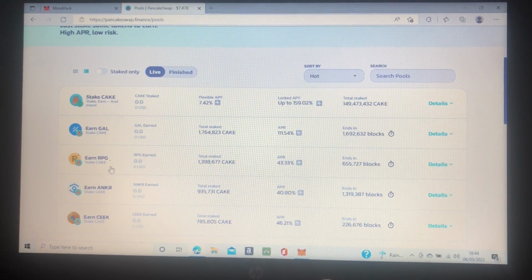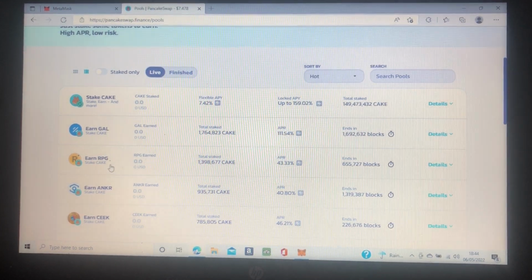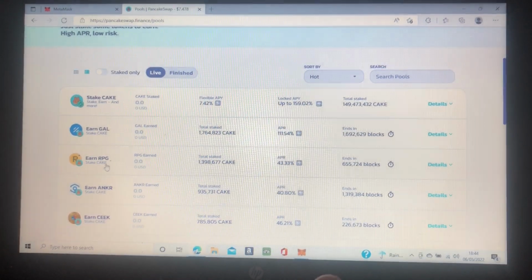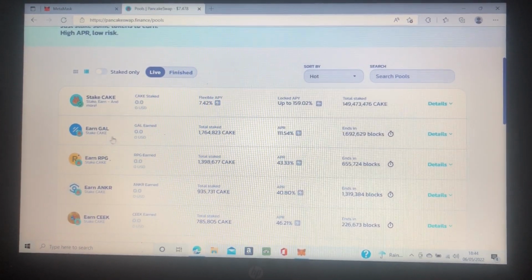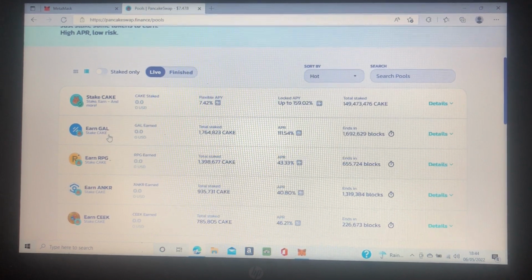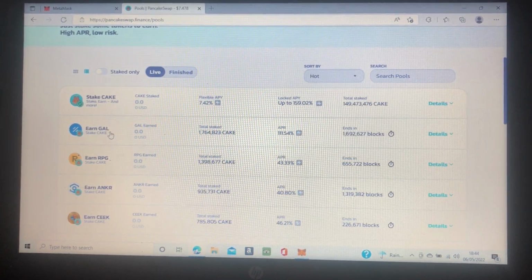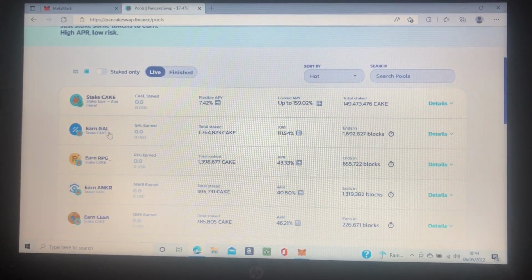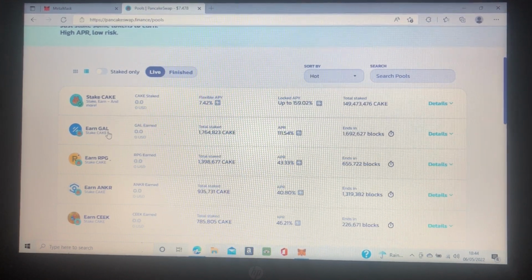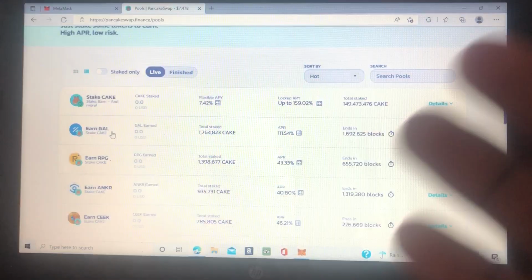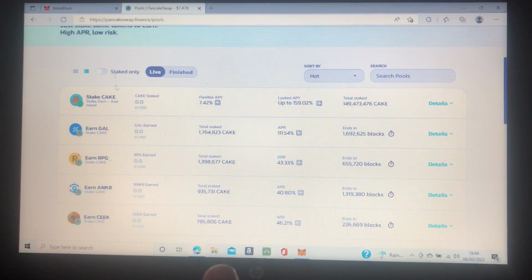So cake is like the child of the PancakeSwap exchange. So anything you want to do on the PancakeSwap decentralized exchange basically has to be done with cake, except in otherwise situations. Even when you want to buy NFTs on this exchange, you need cake. So where do we go from here?